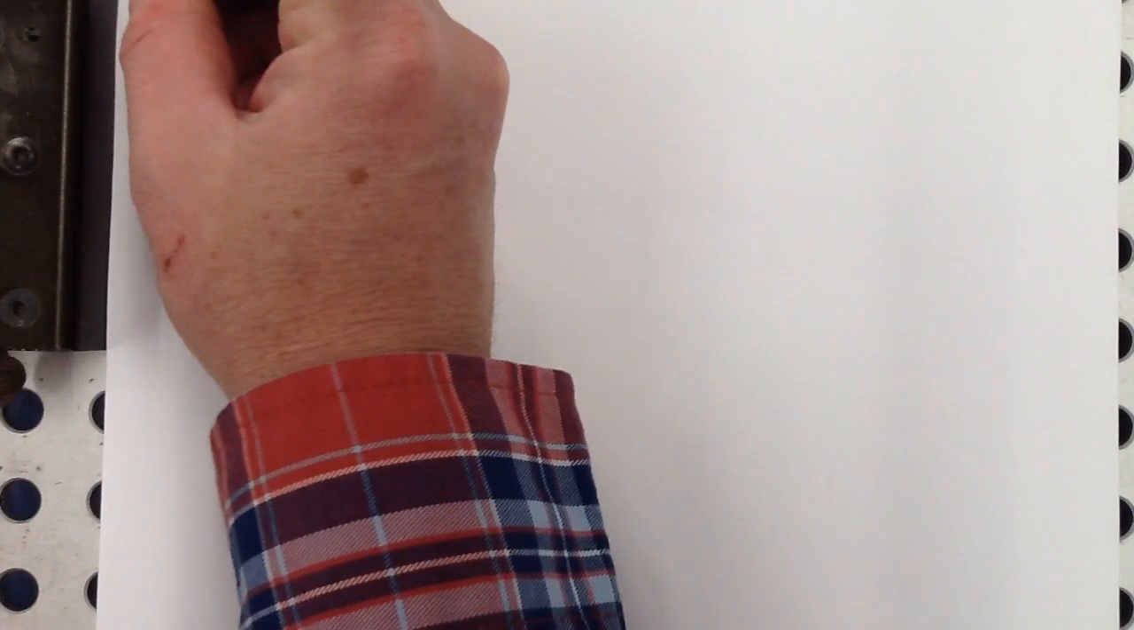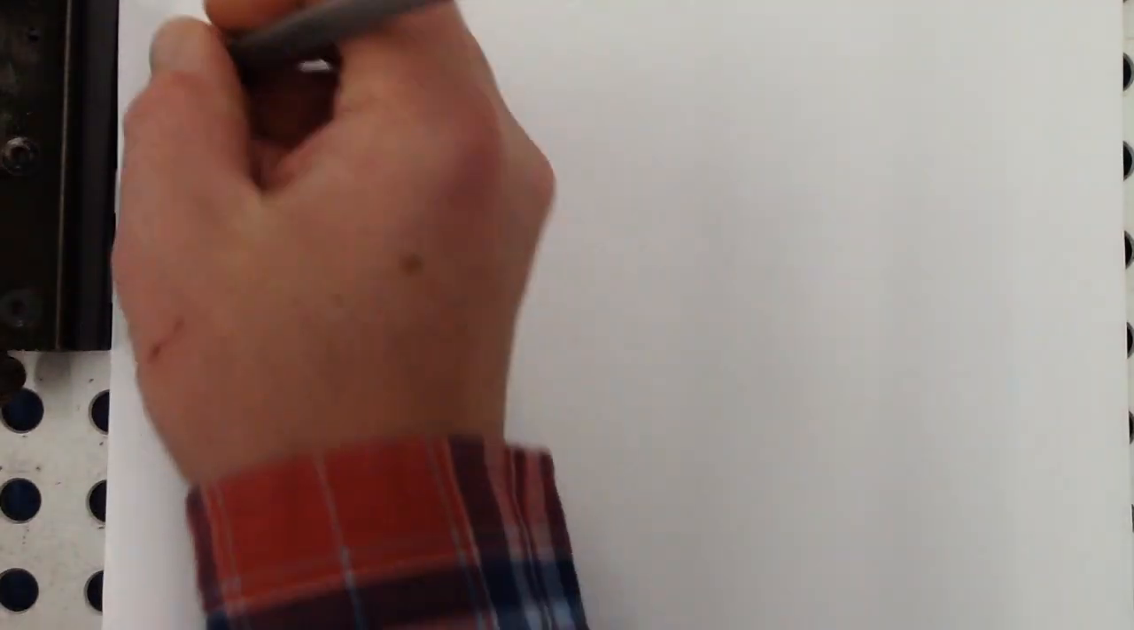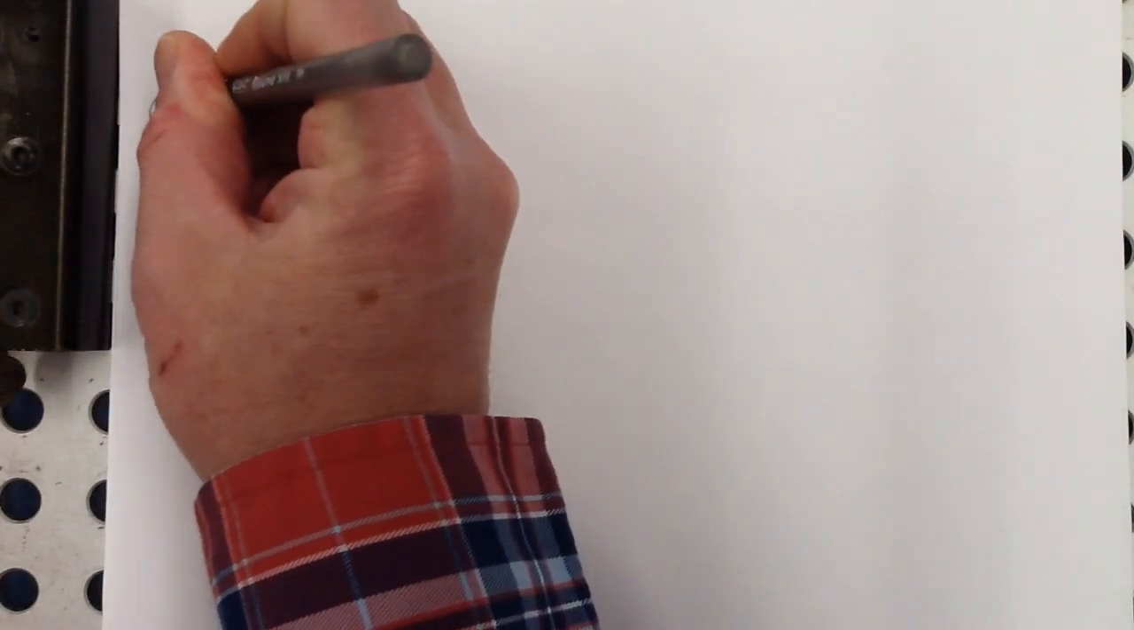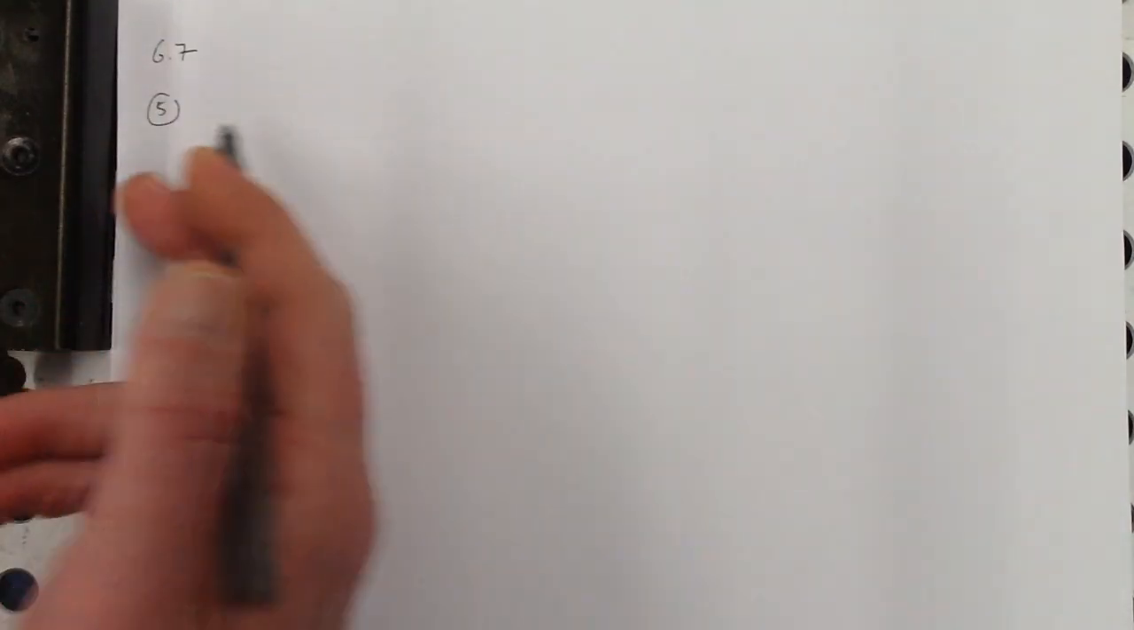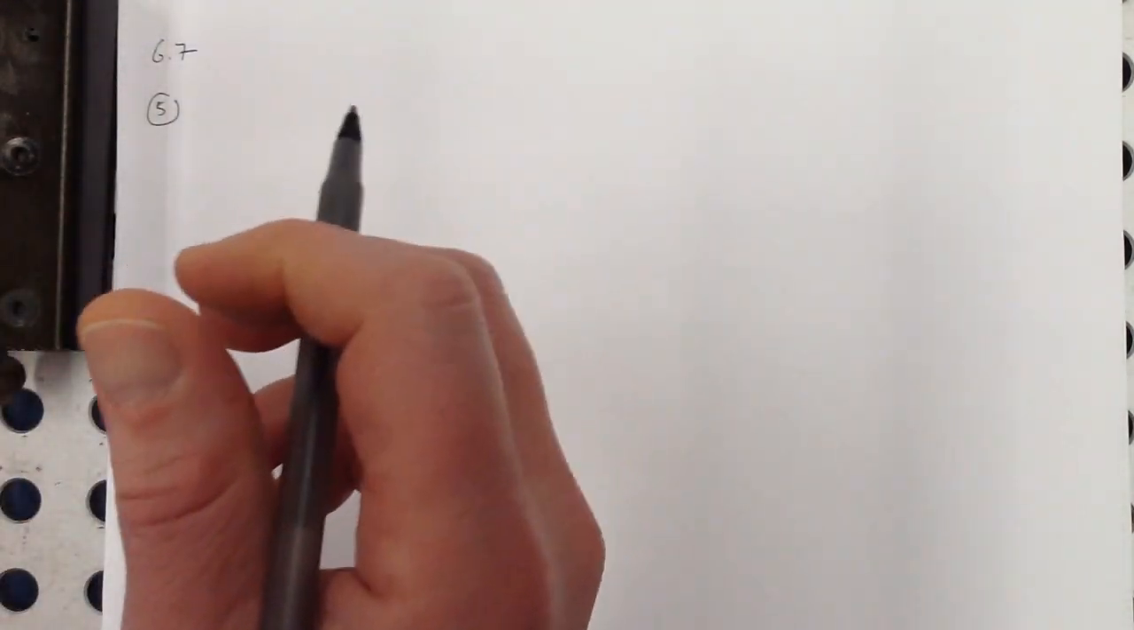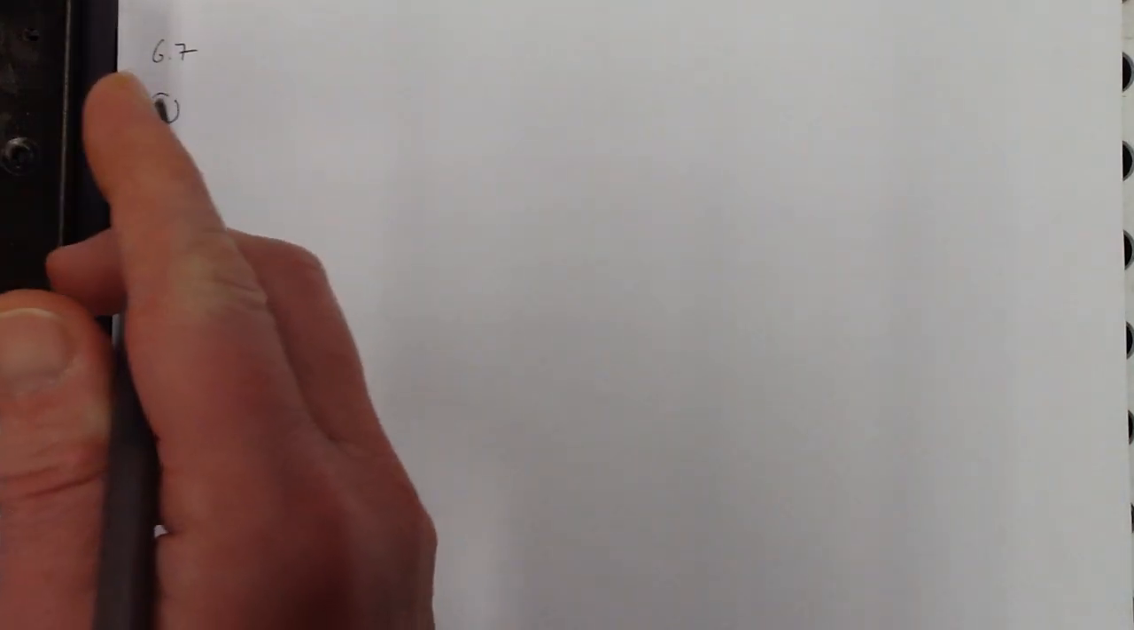Hey, I'm going to do some problems from 6-7. Start with number 5. Directions here say a particle moves along an s-axis, whatever, x-axis. Use the given information to find the position function of the particle, which I guess we'll call s of t.